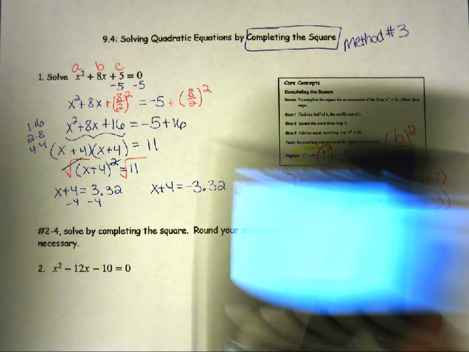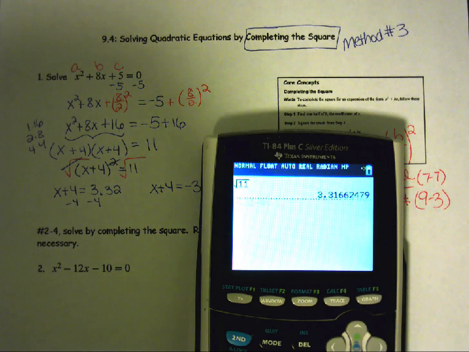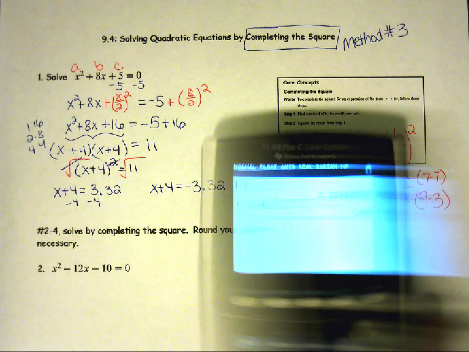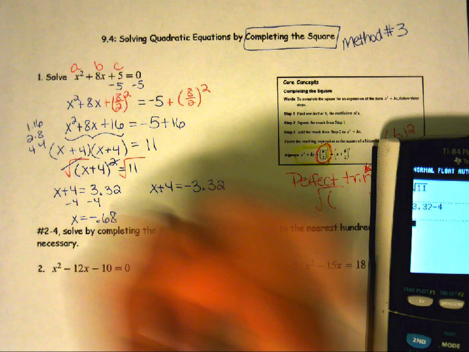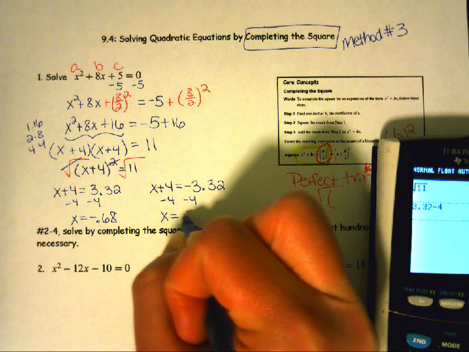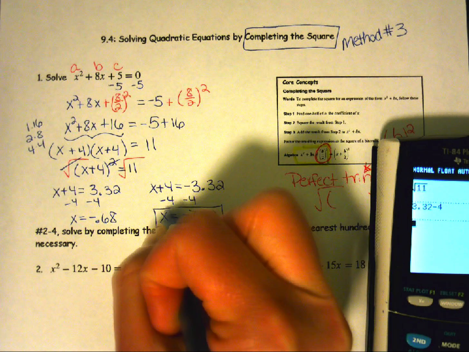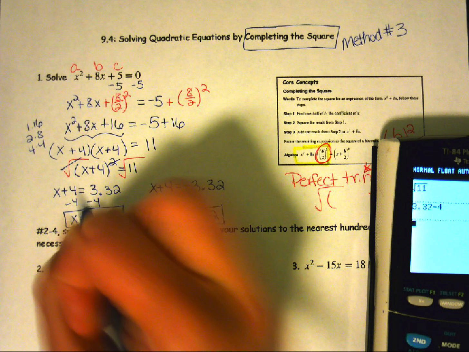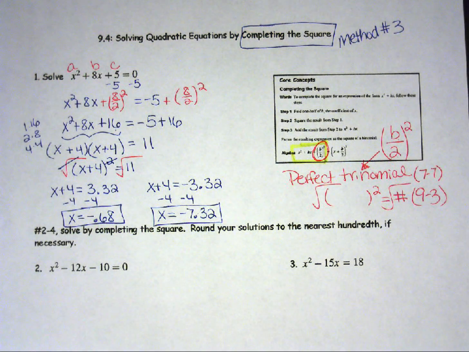So I'm not going to do that in my head. 3.32 minus 4 would be about a negative 0.68. And then over here, I'm going to subtract 4, and then that one I can do in my head. That's a negative 7.32. So here are my 2 solutions. Now, please remember what it means to be a solution.